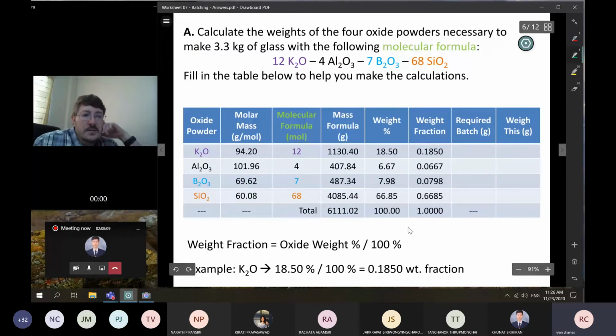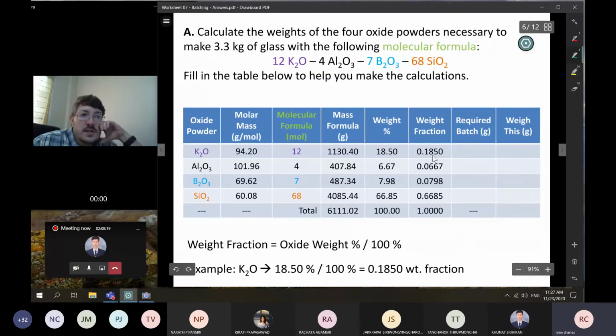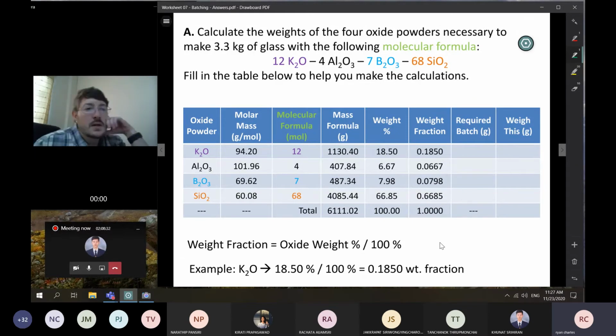The weight fraction, just take the weight percent divided by 100. All right, or just don't multiply it by 100 to begin with. So it's just moving the decimal point over 2 places. All right, so these numbers should be identical, except for the decimal point. So this adds up to 1 to 4 places. This adds up to 100 to 2 places.